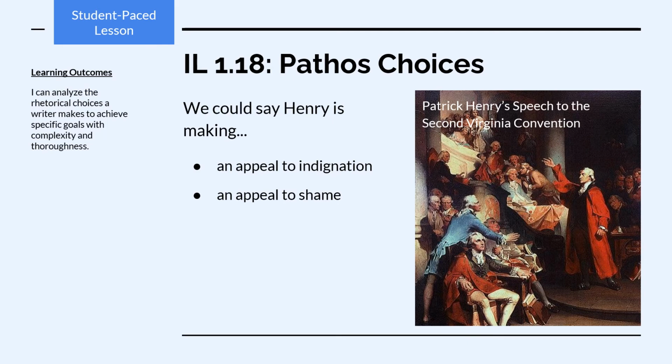One, he's making the audience, or trying to make the audience, feel indignant, or you could call it outraged, at the actions of the British. You could also say that he's appealing to the shame of those in his audience who are refusing to stand up and fight. Those are two very different emotional appeals, and you could talk about both of them or either one in a rhetorical analysis.